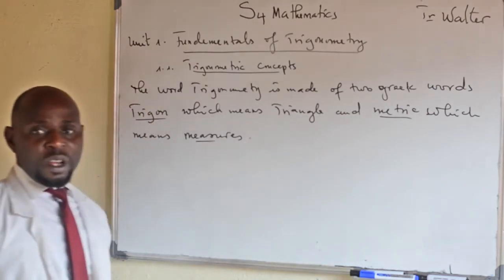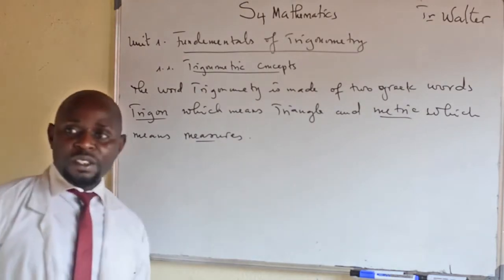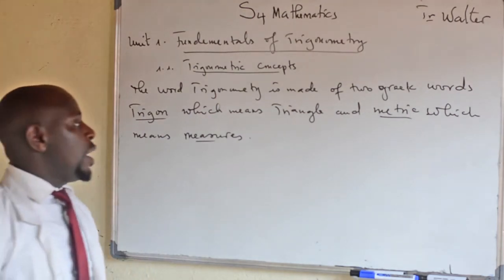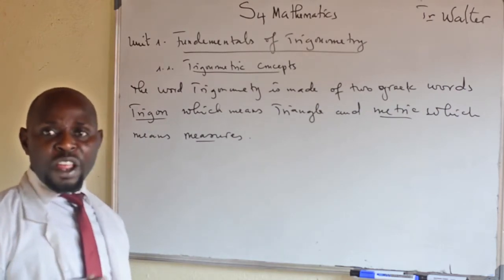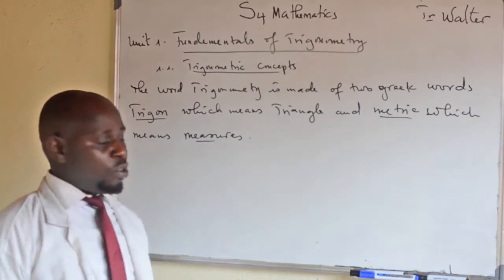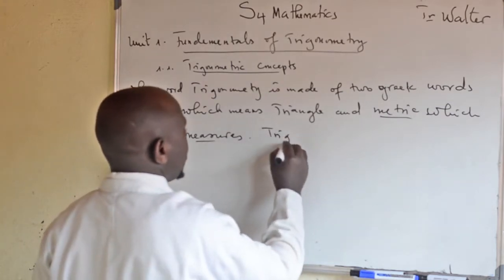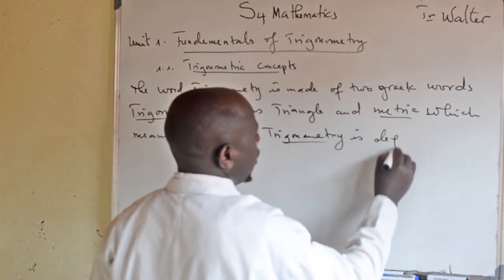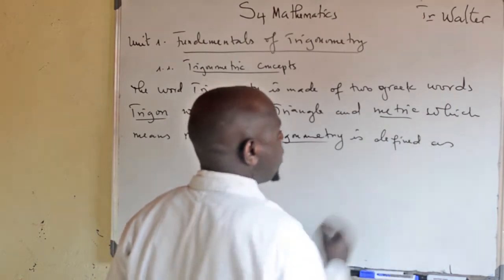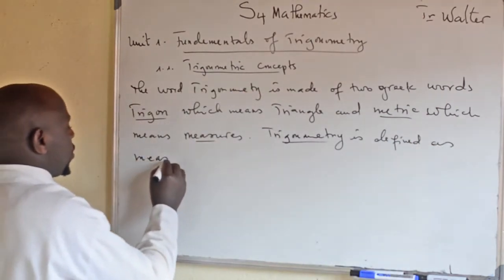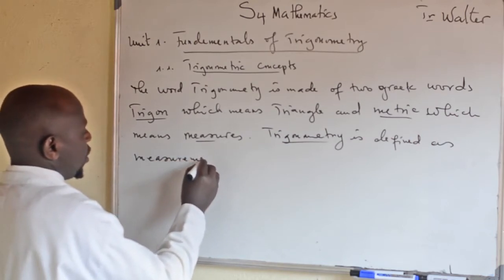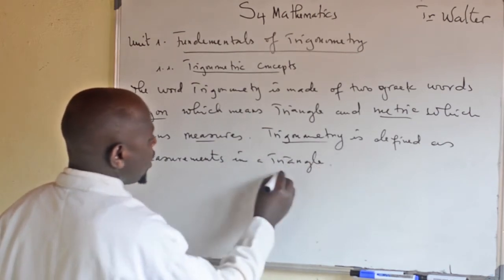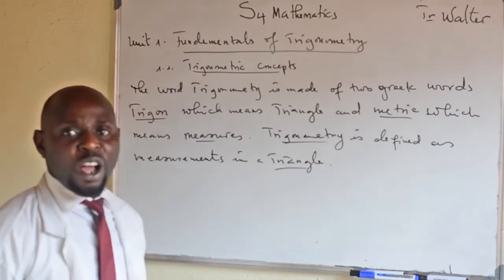So from these two words, ladies and gentlemen, we can define what trigonometry is all about. We shall see that trigonometry is defined as measurements in a triangle. So, ladies and gentlemen, when I say measurements in a triangle, what do you understand?